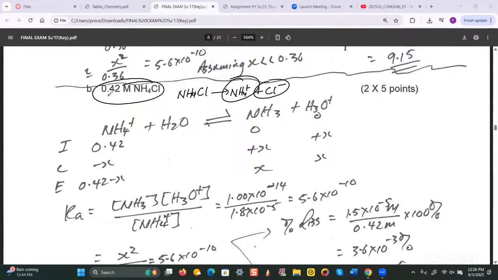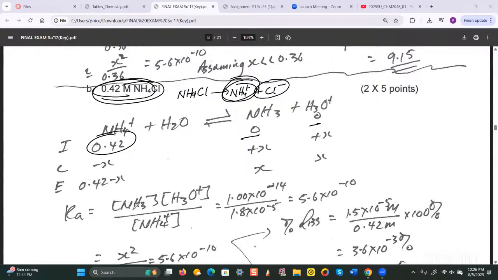Because the original molarity of ammonium chloride is 0.42, that means that the initial concentration of ammonium is 0.42. In the ice table, you're going to have 0 and 0 for the ammonia and the hydronium ion. The change here is going to be minus x, this is going to be plus x, and so on. So down here, you're going to have 0.42 minus x, you're going to have x here, and then you're going to set up your equilibrium expression.